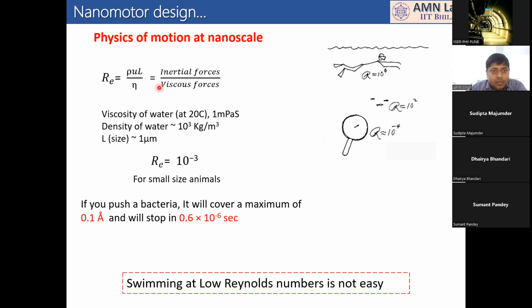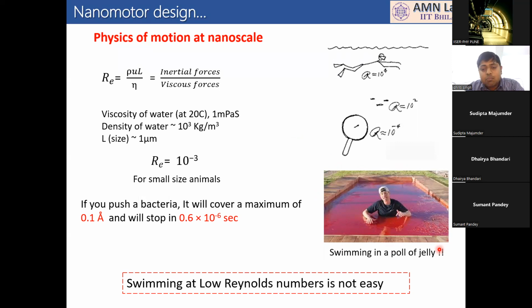You can take it like this: suppose in a pool, a human can easily swim because his L is, let's say, 1 meter or 1.5 meter. So he can easily swim in a pool. But if you replace the human by a bacteria, then in the same pool, a bacteria will feel a lot of difficulty. The bacteria will experience the same pool of water as a pool of honey, because the viscous forces will increase for the bacteria as its size is reduced significantly.